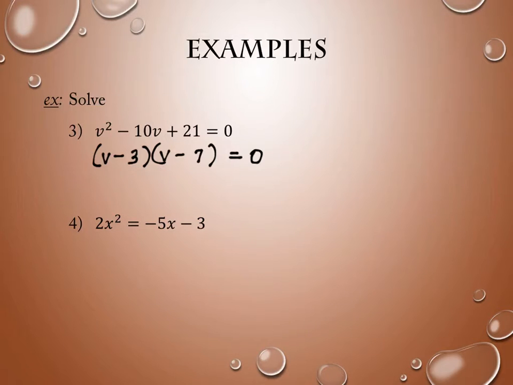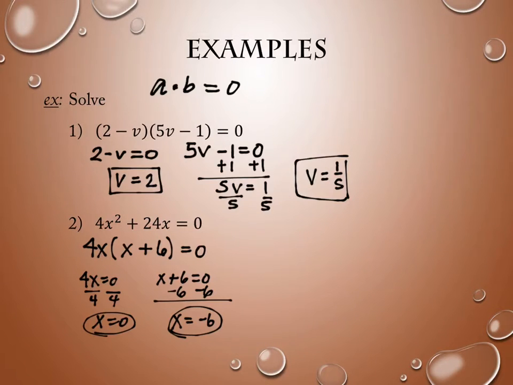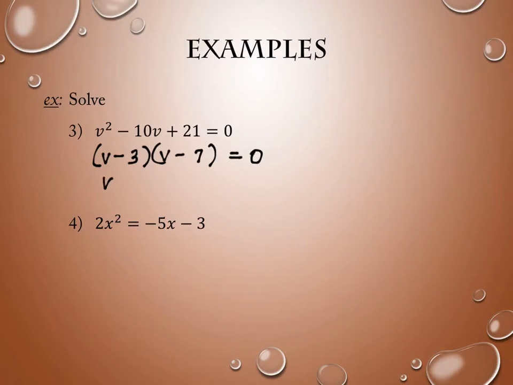Good job. And then, again, now it's in the same form as problem numbers 1 and 2, where I set each part equal to 0. So v minus 3 equals 0. v minus 7 equals 0. So what is v on the first one? It's 3. And on the second one, it's 7.